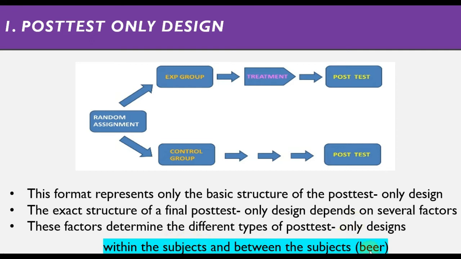An example of this is beer. We get participants and randomly assign them. Let's take the between the subject designs first. The between the subject design is also called between the groups. Okay? So, we look at the post-test of the control group and the experimental group after the treatment of the experimental group.